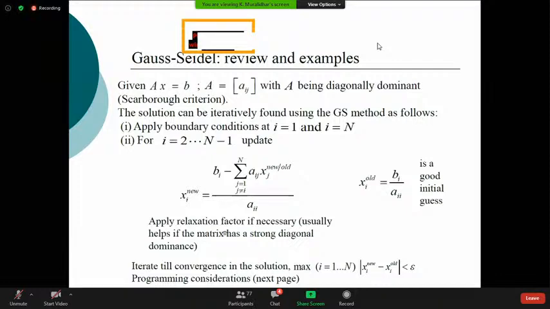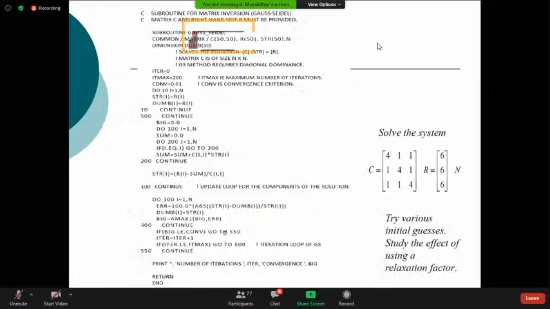So we have gone through Gauss-Seidel, both linear and non-linear versions. I'm providing you with a small computer program in case you want to write your own program. This is a program for Gauss-Seidel.